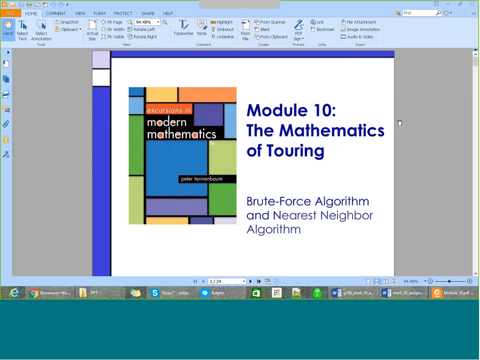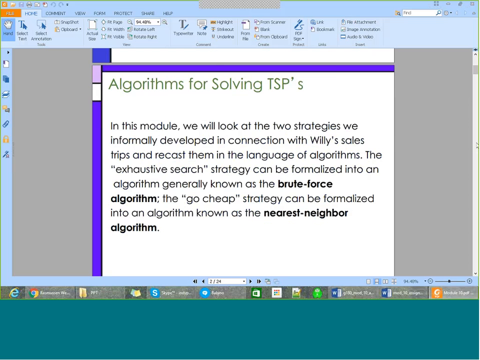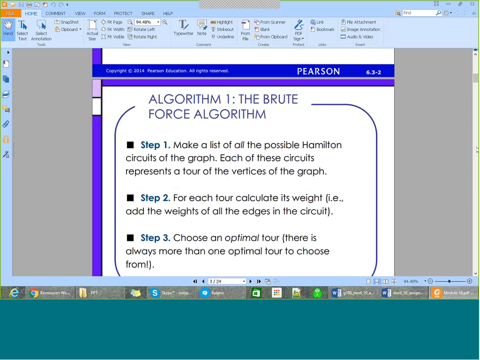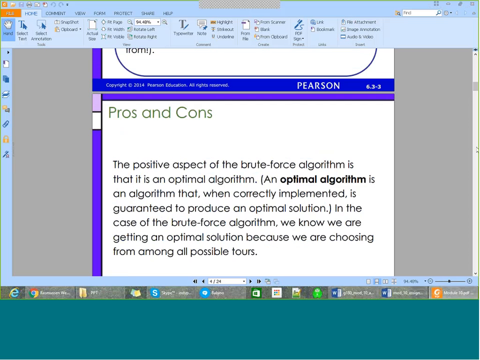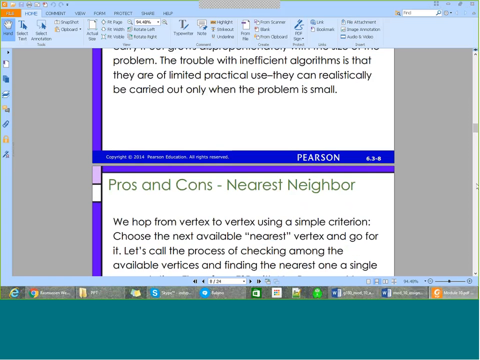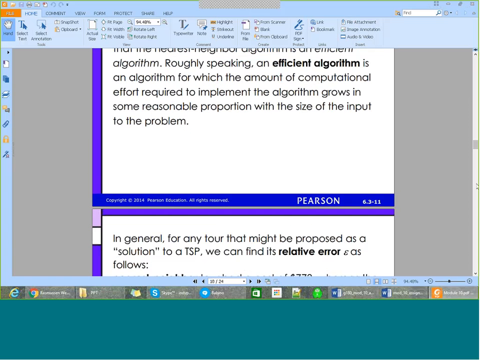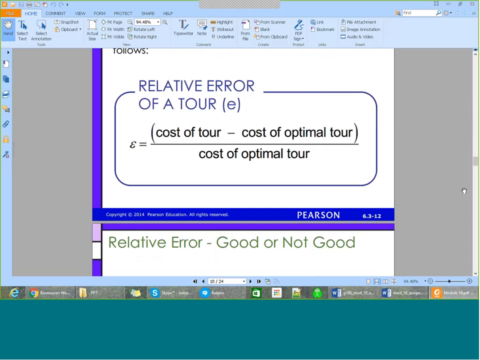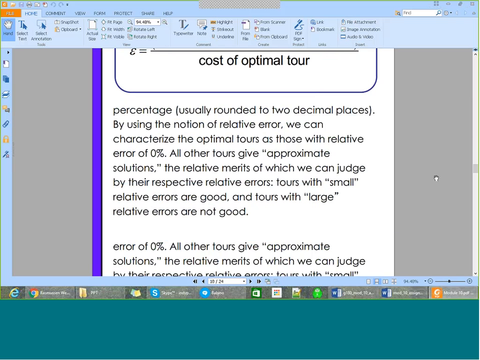Just like a typical section, it's going to be a lot of reading. I have the slides posted, so I'll have you read the slides. It's mostly a repeat of what's in sections 6.3 and 6.4. So I'm going to cover a few things from here.